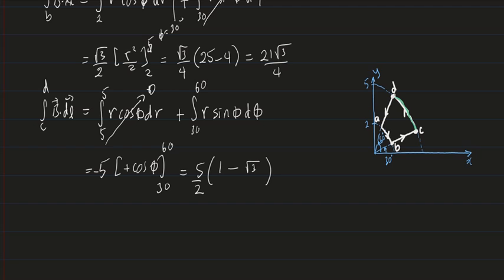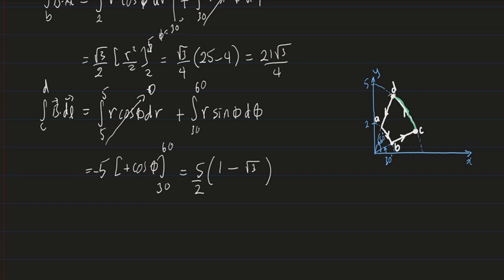Now for the segment C to D, that's this segment over here from C to D, r is equal to 5, it's constant, so for the first integral the limits are 5 to 5, and for the second integral the limits are 30 to 60, because at C phi is equal to 30 and at D phi is equal to 60. So if you compute the integration, you will find the result 5 over 2 multiplied by 1 minus square root of 3.